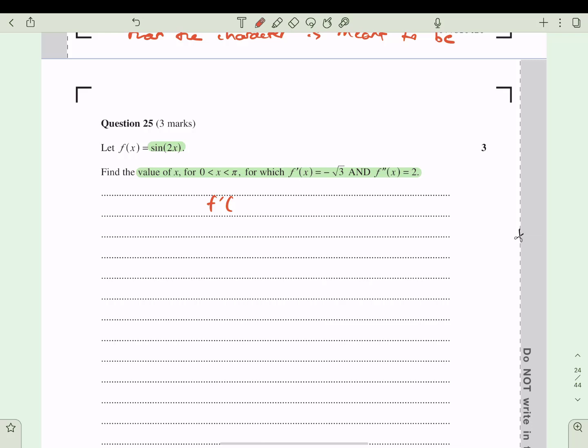So if f(x) equals sine 2x, f'(x) is going to equal 2 times cosine 2x. Remember, we need to include that extra 2 because of chain rule. And if I differentiate again to get the double derivative, that's going to be negative 2 sine 2x times 2 again because of chain rule, which is equal to negative 4 sine 2x.